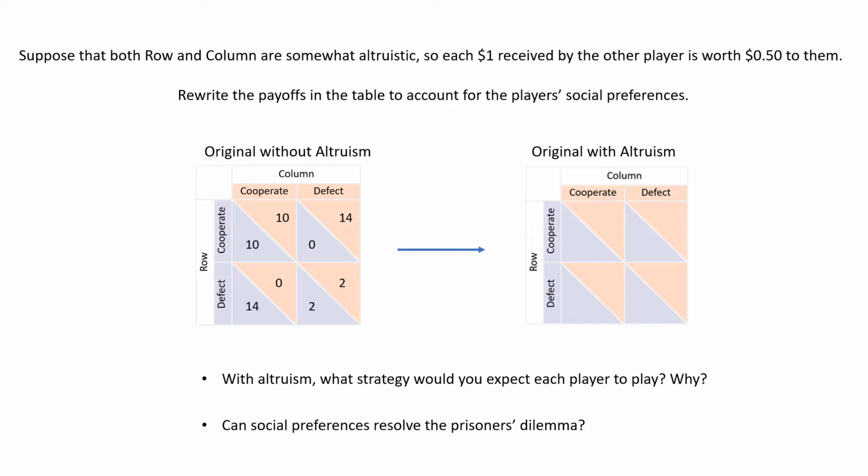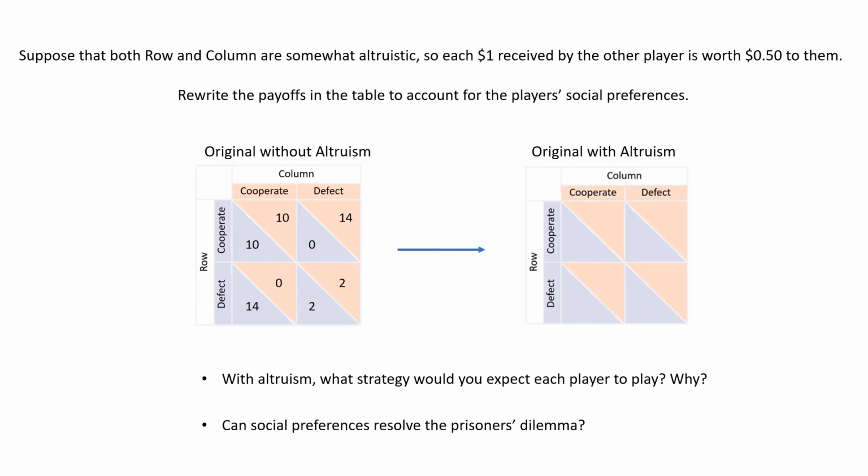Okay, now that we have seen that in a prisoner's dilemma game, the players would pick a strategy that is not socially optimal, we would like to introduce methods to induce players to pick the cooperative strategy that is socially optimal. So now suppose that row and column are somewhat altruistic, so each $1 received by the other player is worth 50 cents to them. Rewrite the payoffs in the table to account for the players' social preferences.